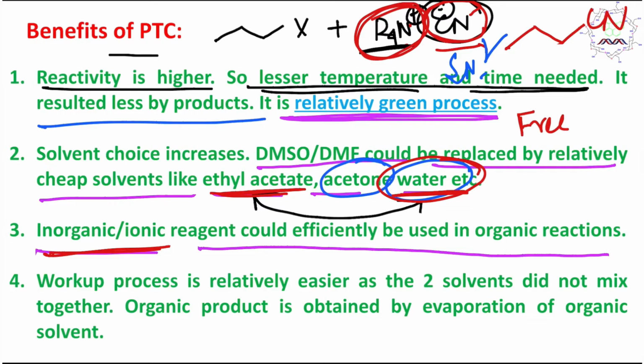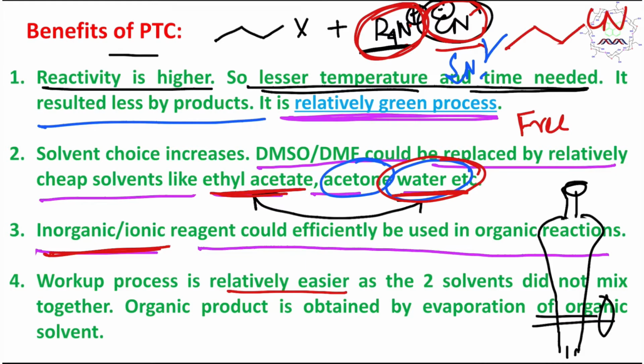Now in this case, please remember the workup process is relatively easier because the two layers are separated, the reaction is happening in the organic medium and the product is in the organic medium. Since these two layers are separated, using a separating funnel, like this, you can separate this product very easily. So that's why purification is also easier.